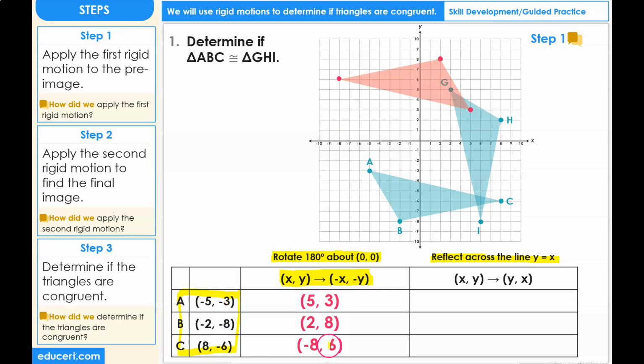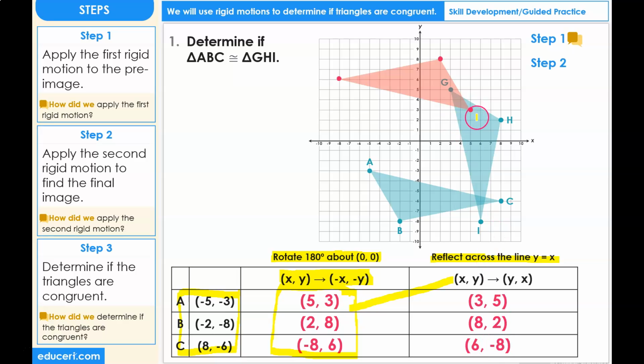for our image. Step 2. Apply the second rigid motion to find the final image. We're now going to take our triangle after rotating and reflect this triangle across the line y equals x. To do that, we're going to take the ordered pairs of this previous triangle and we are going to swap their locations. (5, 3) becomes (3, 5), (2, 8) becomes (8, 2), and (-8, 6) will become (6, -8).